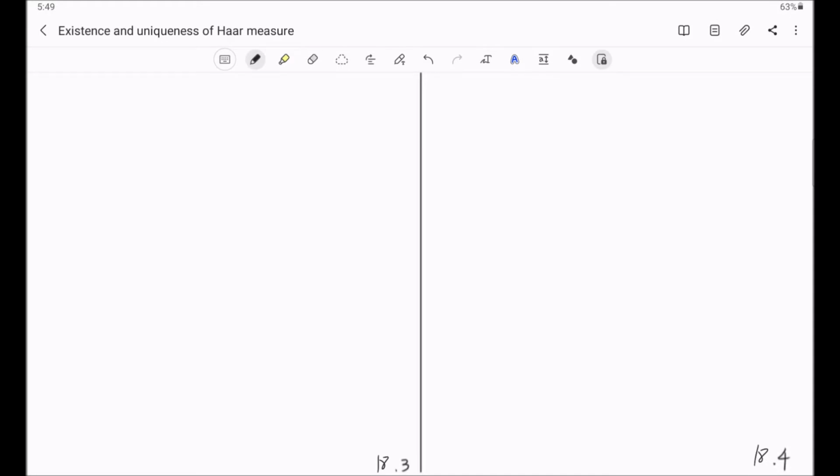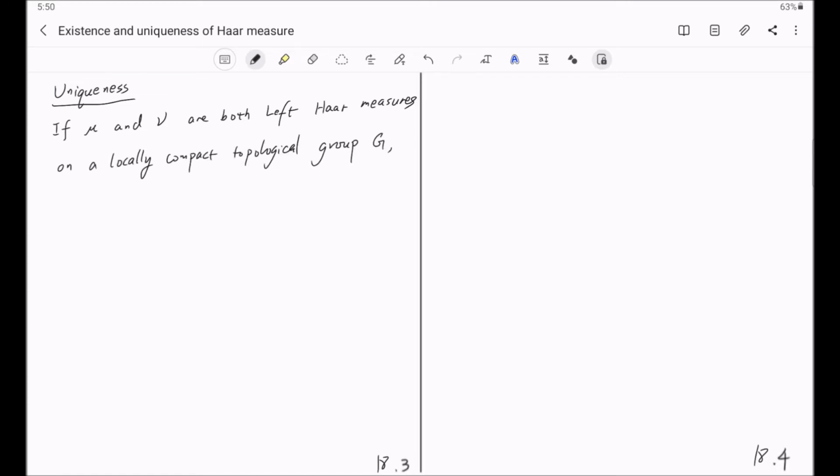Now we move on to the uniqueness of Haar measure. And here is the statement. If mu and nu are left Haar measures on a locally compact topological group G, then there exists a constant c greater than 0 such that mu is equal to c multiple of nu.